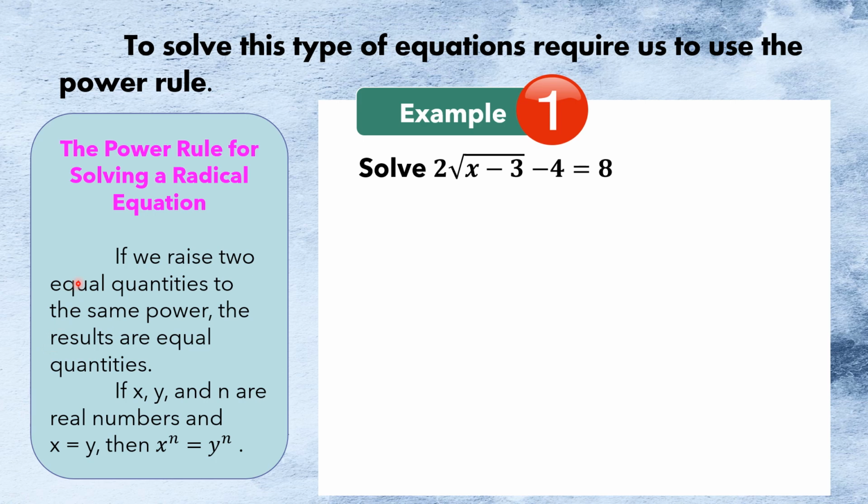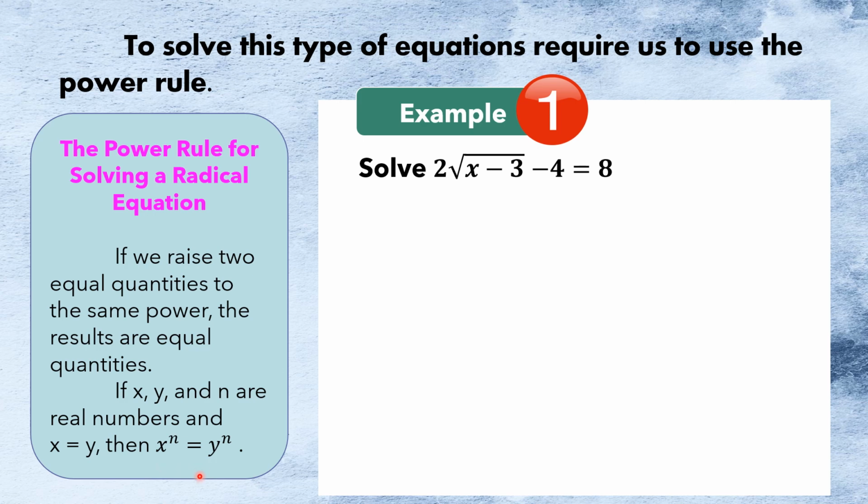So ano po ba ang power rule? The power rule for solving a radical equation. If we raise two equal quantities to the same power, the results are equal quantities. If x and y and n are real numbers and x is equal to y, then x raised to n equals y raised to n.